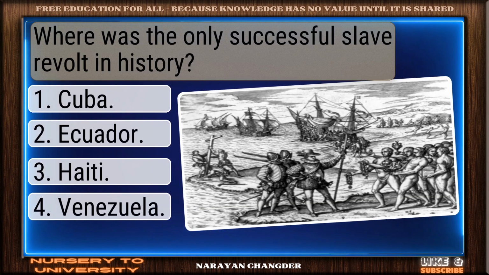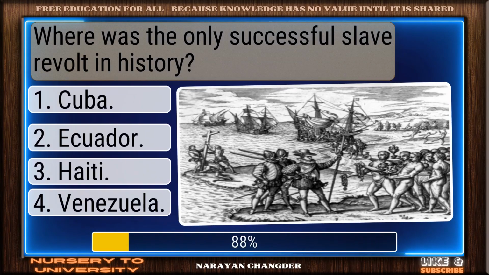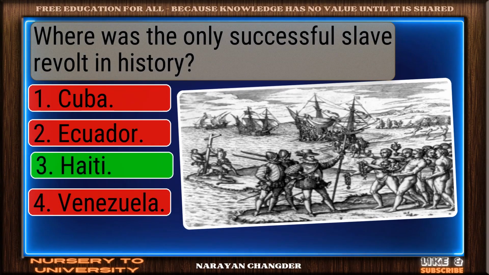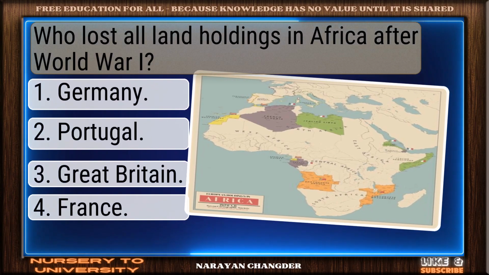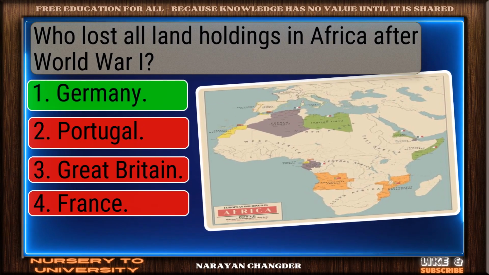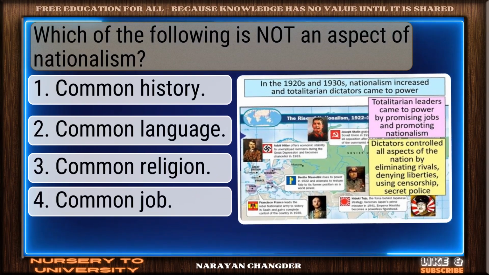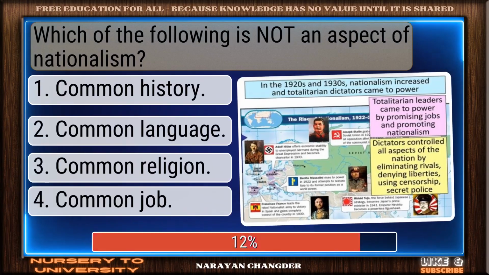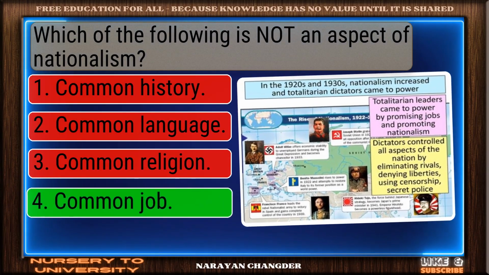Where was the only successful slave revolt in history? You chose Haiti, correct. Who lost all land holdings in Africa after World War I? You got it. Germany fits. Which of the following is not an aspect of nationalism? On track. Common job is correct.